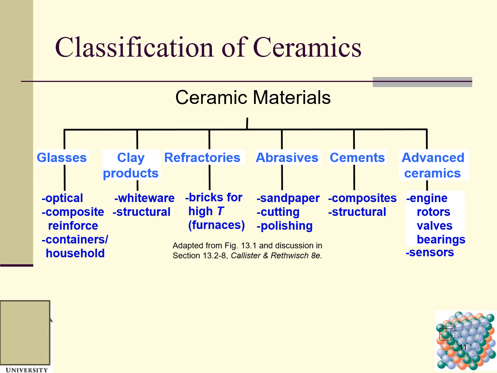So for classification of ceramics, we have different kinds. We have glasses, and we have clay products. These are the corresponding properties. Refractories, abrasives, cements, and cements are very useful. Cements, right? We use cements to build our houses, build our pavement, build our highway. A lot of good things. We use cements. Advanced ceramics, for example, engine rotors, valves, bearings, and also sensors.